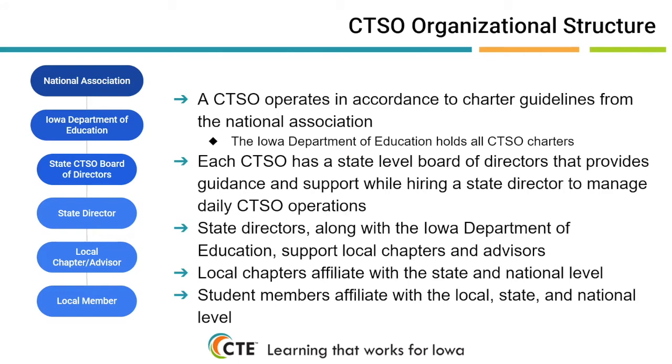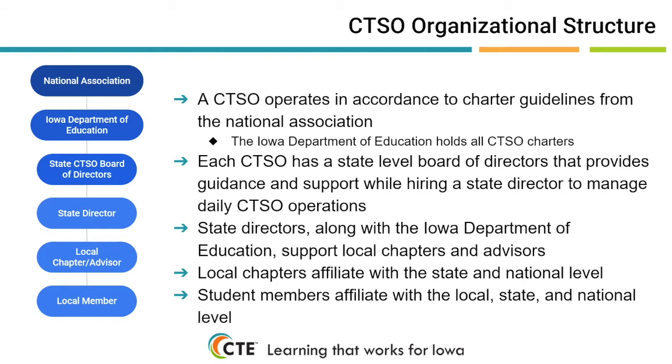How is a CTSO organized? Here in the state of Iowa, we recognize 8 student organizations, all 8 of which are approved by our National Coordinating Council for Career and Technical Student Organizations. Each CTSO operates in accordance with the charter guidelines from their national level association. The Iowa Department of Education holds all 8 CTSO charters.